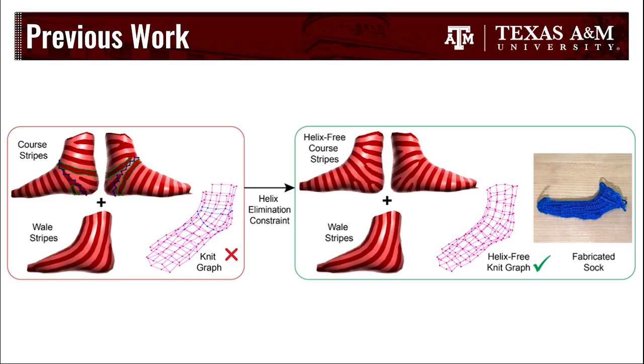This helix persists in the knit graph, which is regarded as unknittable. To solve this problem, the authors introduced a helix elimination constraint along the blue cycle, visualized on the right. After solving subject to this constraint, their coarse stripes are completely helix-free.